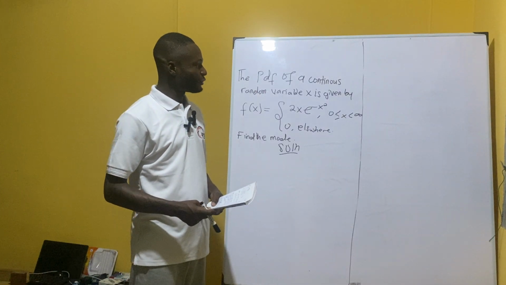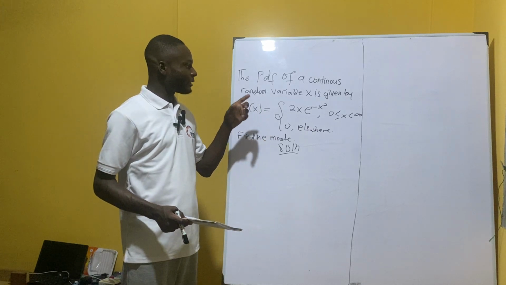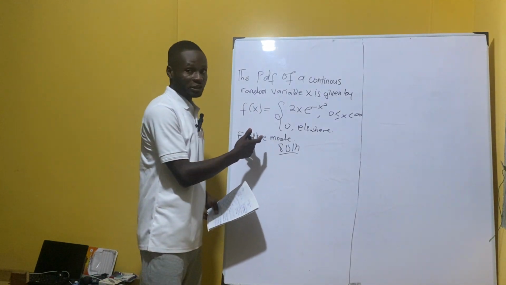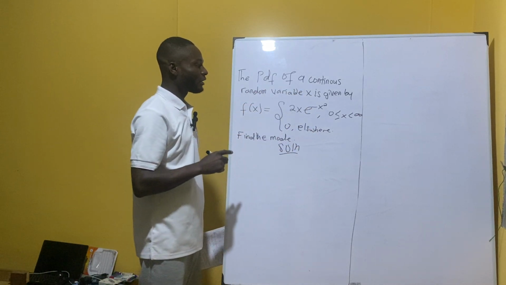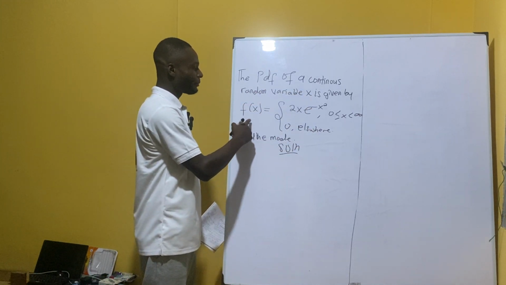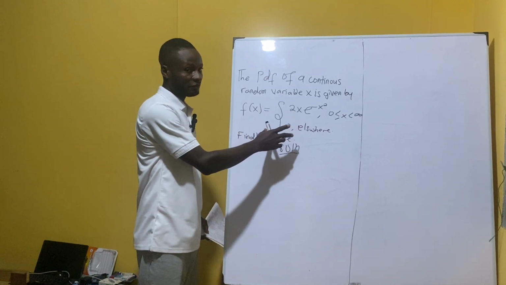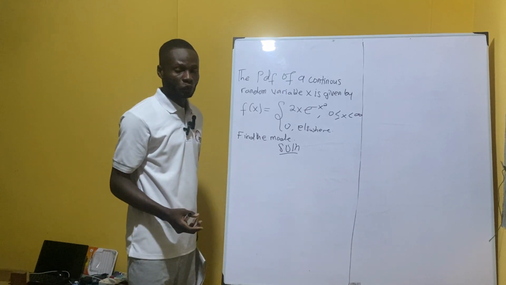Today is another episode. We want to learn how to find the mode, given the PDF. This is the question on the board. The PDF of a continuous random variable x is given by this piecewise function. It's a continuous PDF, and we are asked to find the mode.